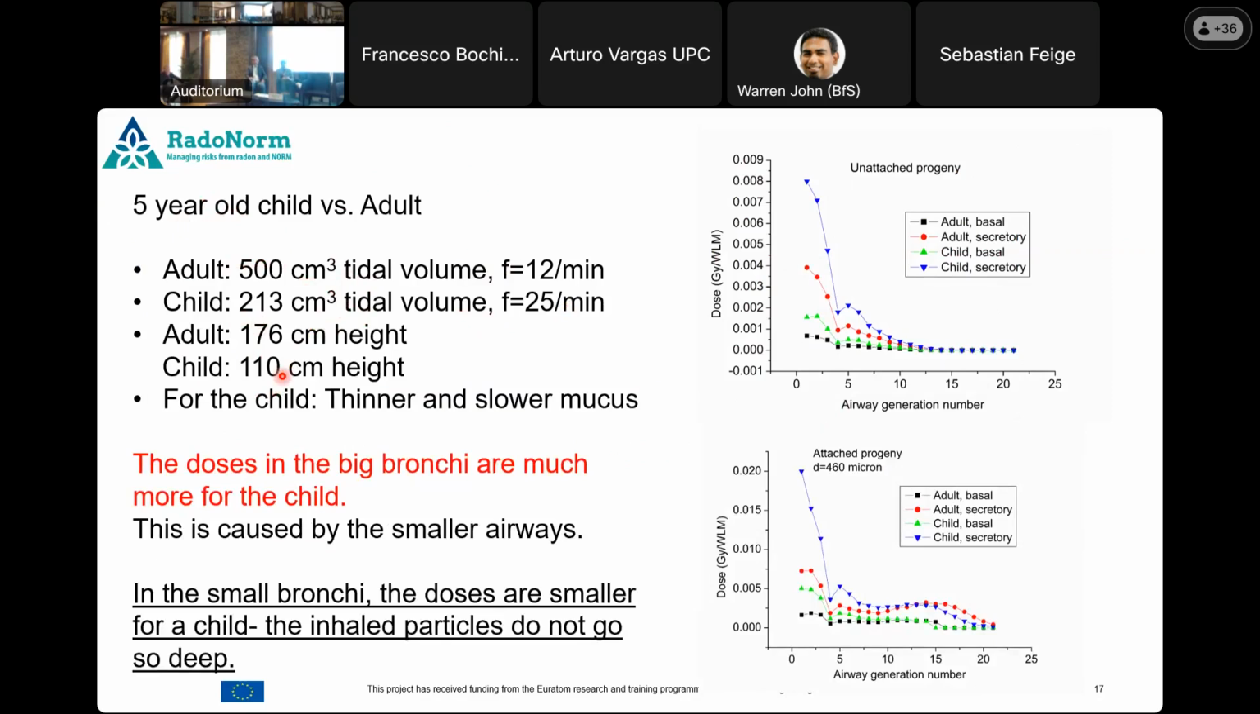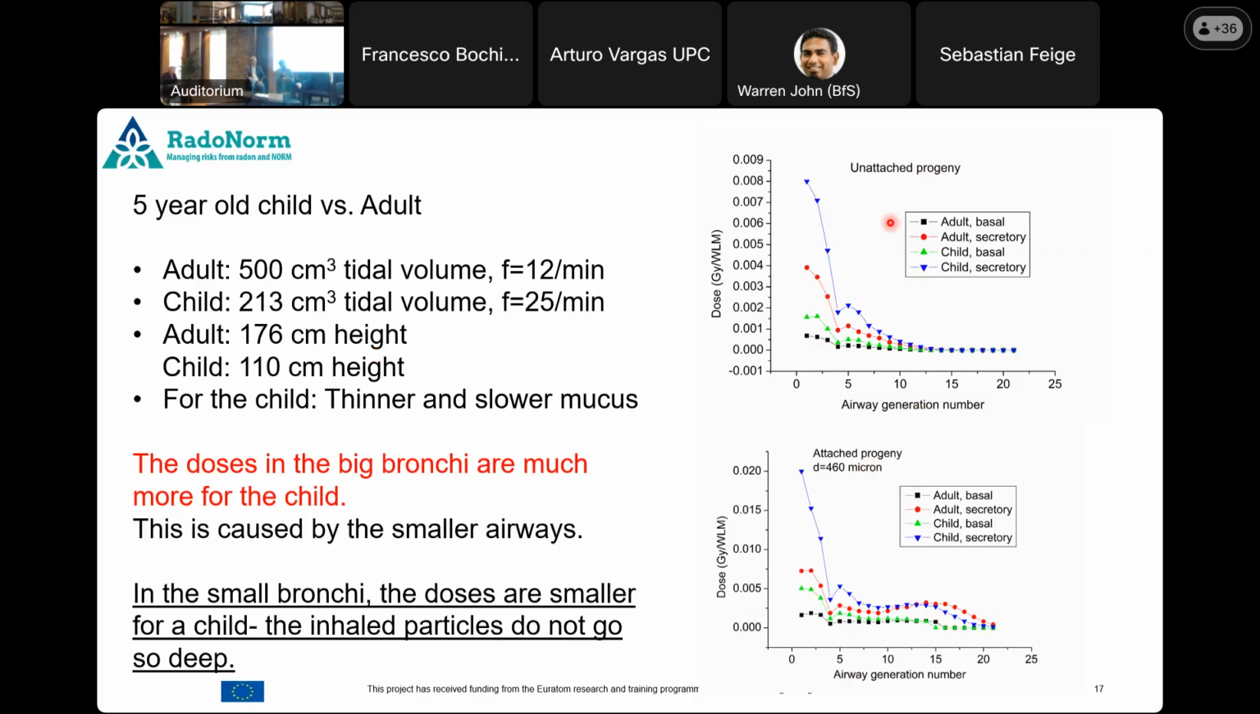For the child, the mucus layer is thinner and slower, because the airways are smaller. As you can see, for the child, less progeny are inhaled, but due to the smaller airways, the deposition fractions will be higher, and due to the contractions, the doses will also be higher. So both for the attached and unattached progeny, inhaling the same air, the children's airways will receive higher doses.